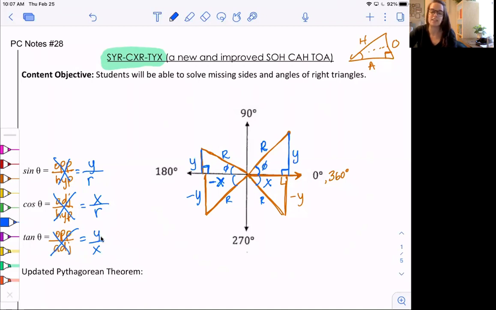Something interesting is that technically tangent is sine divided by cosine. This is sine over cosine. We're not going to get into that today.